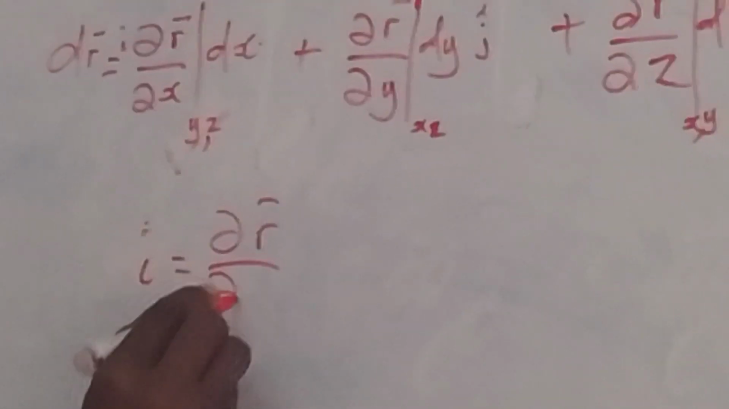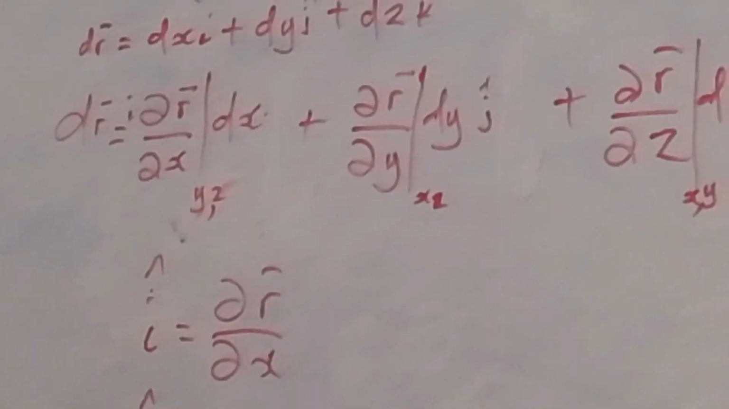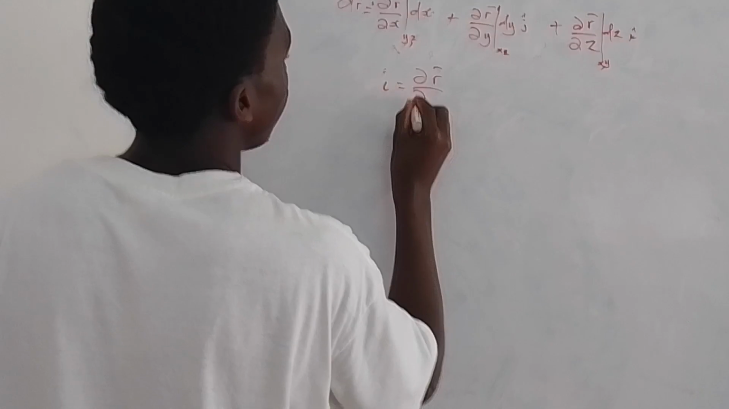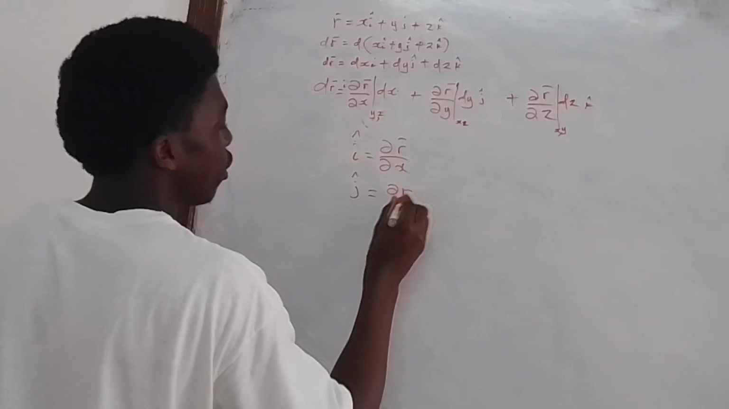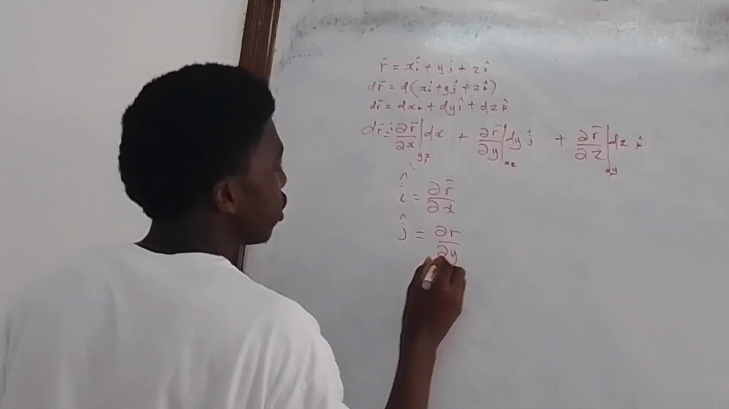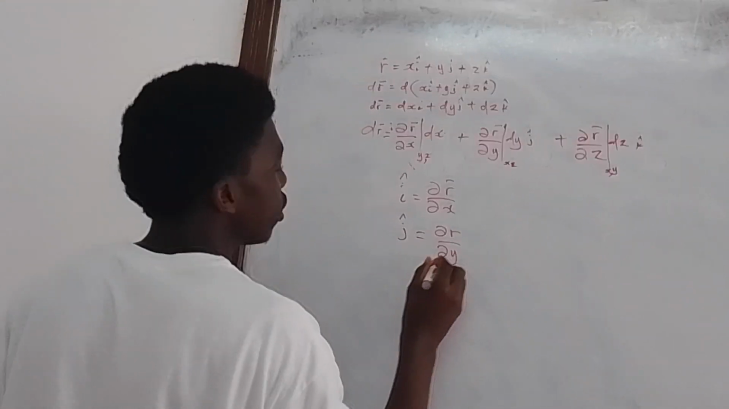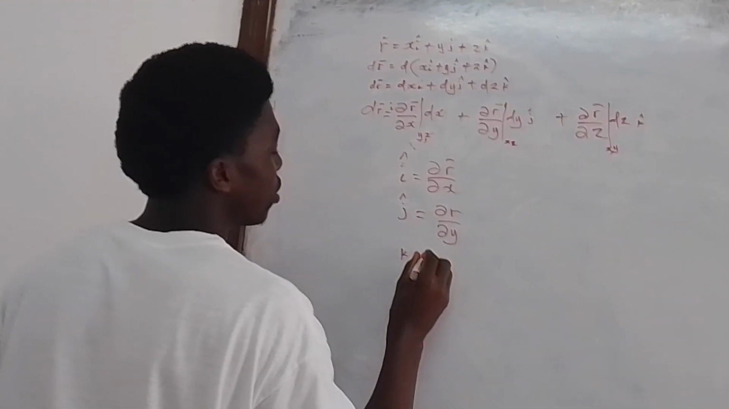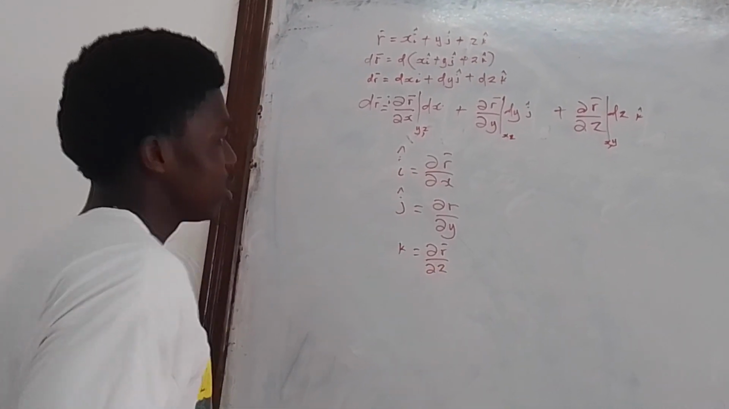Whereby our unit vector i is equal to the partial derivative of r over the partial derivative of x. Our unit vector j is equal to the partial derivative of r with respect to y. And our unit vector k is equal to the partial derivative of r over the partial derivative of z.